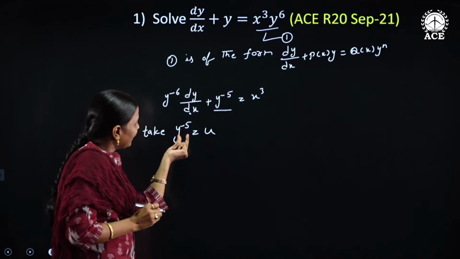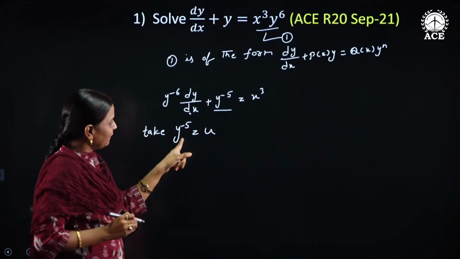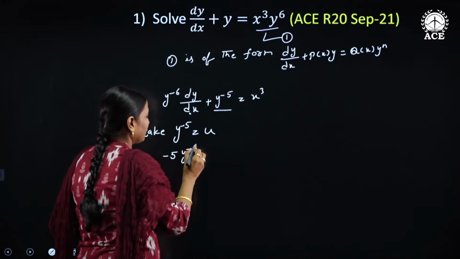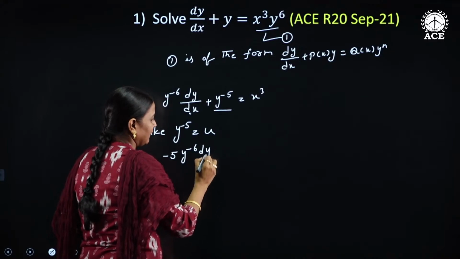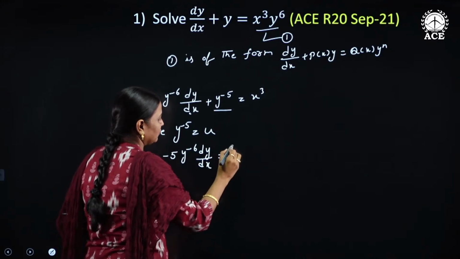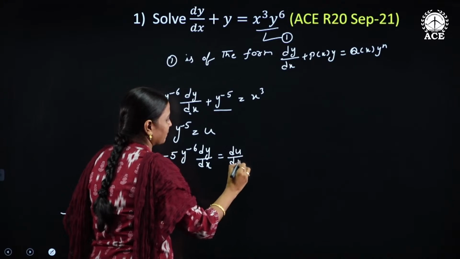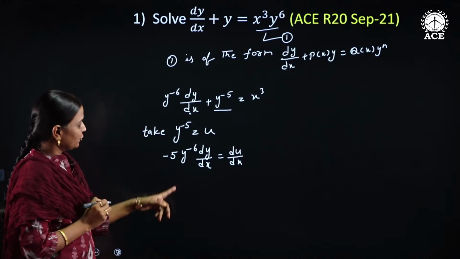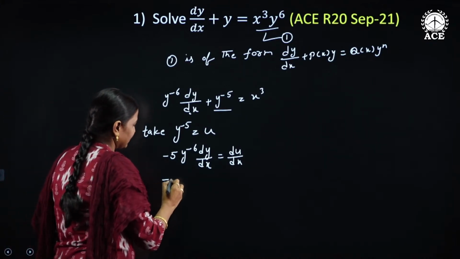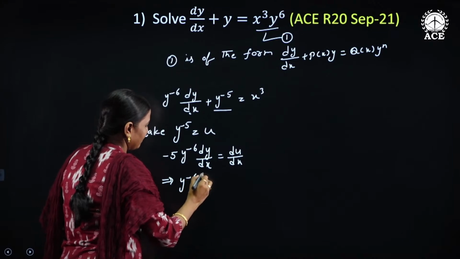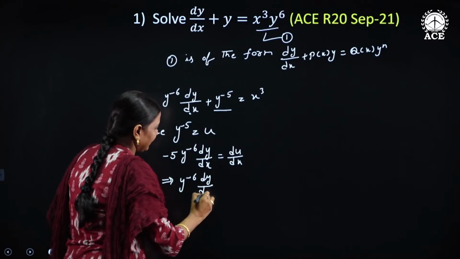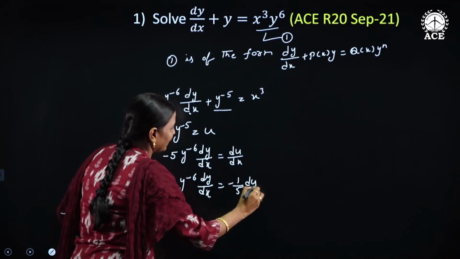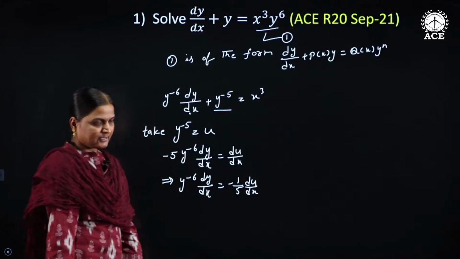So that means differentiate this one with respect to x. Differentiation of y power minus 5 is minus 5 into y to the power minus 6 into dy by dx, which is equal to du by dx. But we need only y power minus 6 into dy by dx. So to find that value, dividing with minus 5. So how to write this one? y power minus 6 into dy by dx is equal to minus 1 by 5 into du by dx. This is the term we require.